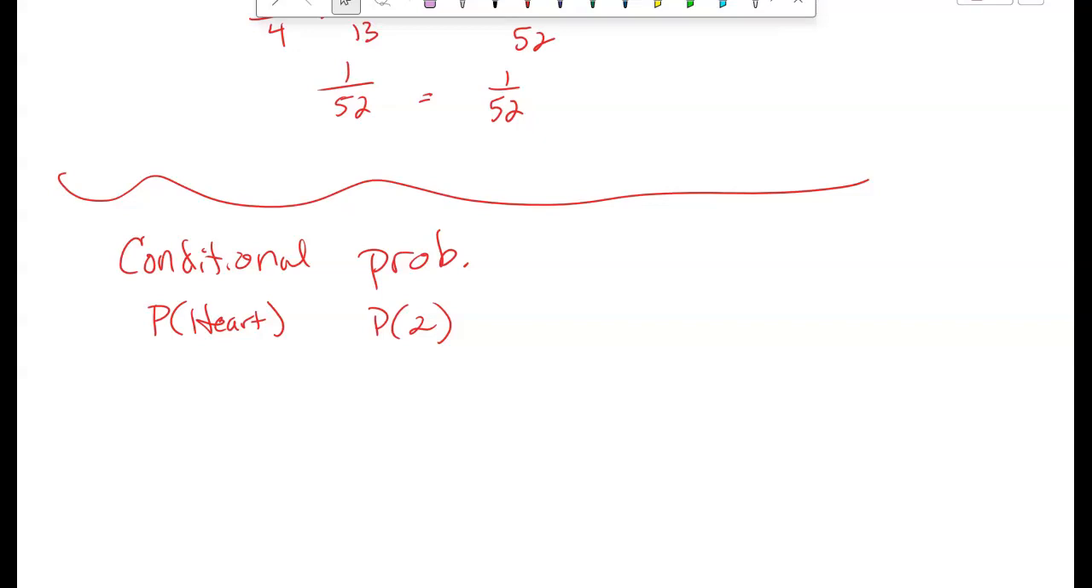Guys, do I want to go the probability of a heart and then figuring out the probability of the heart given pulling out a 2? Or do I want to go probability of a 2 given that there are hearts? Do you see how you can go two different scenarios? You just have to decide what conditional probability you want to do.